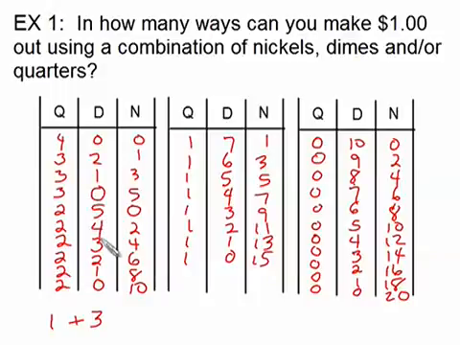And then there's 1, 2, 3, 4, 5, 6 combinations with 2 quarters. And there's 1, 2, 3, 4, 5, 6, 7, 8 combinations here. And then in this last column, there's 1, 2, 3, 4, 5, 6, 7, 8, 9, 10, 11 combinations. So these are all the different combinations we have. So if we add that up, that gives us 29 different ways to make $1 out of only nickels, dimes, and quarters.